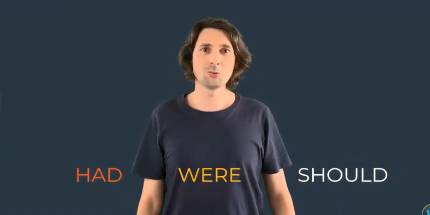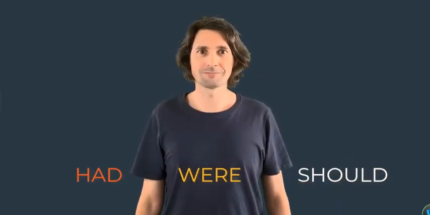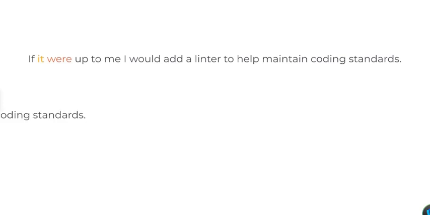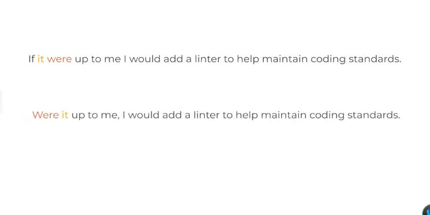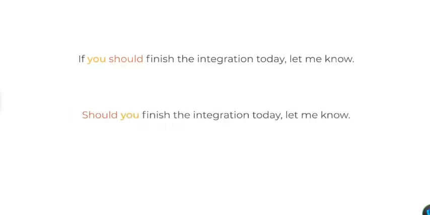This is normally used in formal situations. If it were up to me, I would add a linter to help maintain coding standards. This becomes, were it up to me, I would add a linter to help maintain coding standards. If you should finish the integration today, let me know. Becomes, should you finish the integration today, let me know.